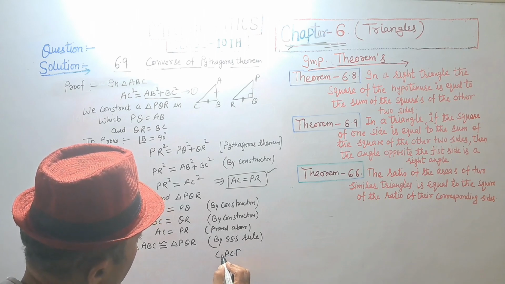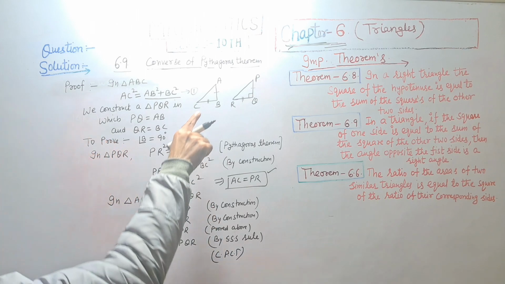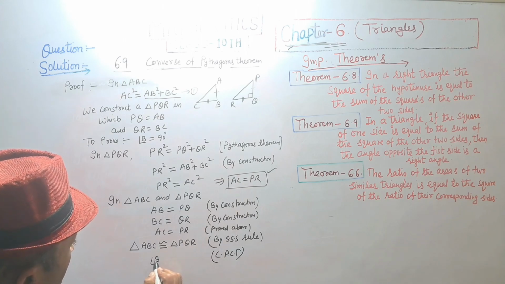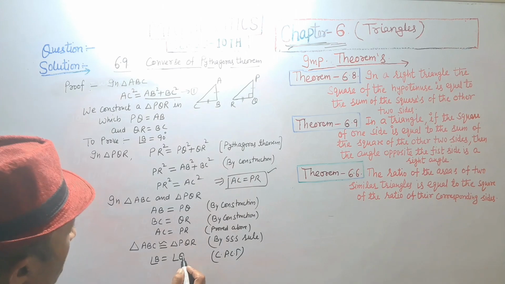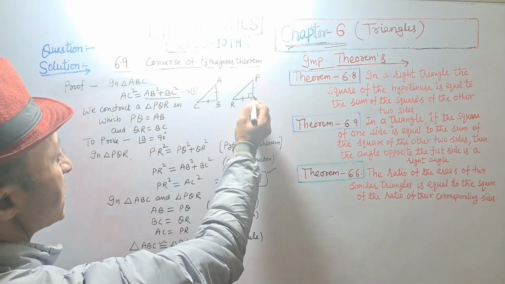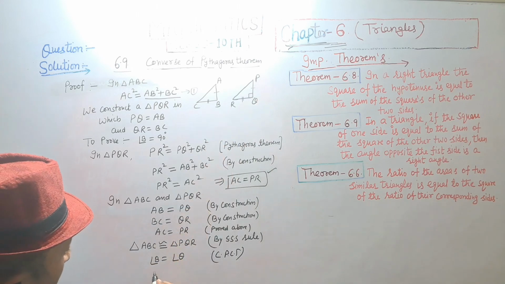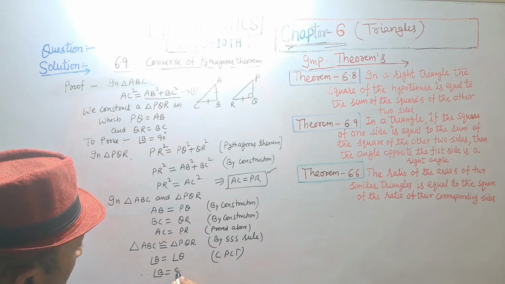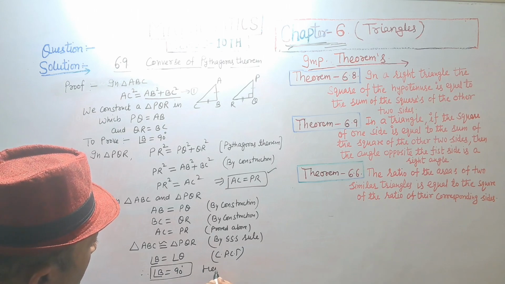CPCT, corresponding parts of congruent triangles are equal. So angle B is equal to angle Q, and angle Q is 90 degrees. So angle B is equal to 90 degrees. Hence proved.